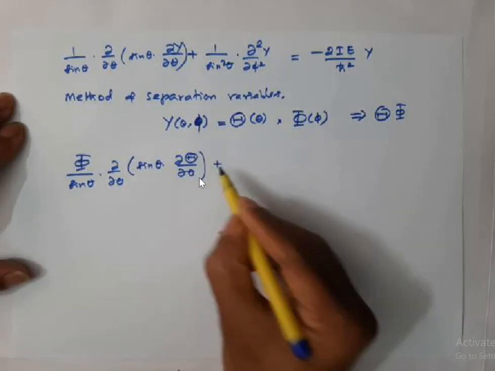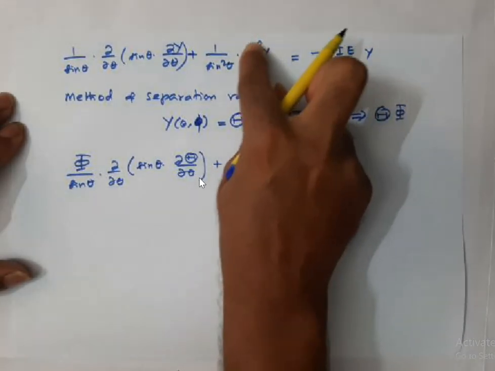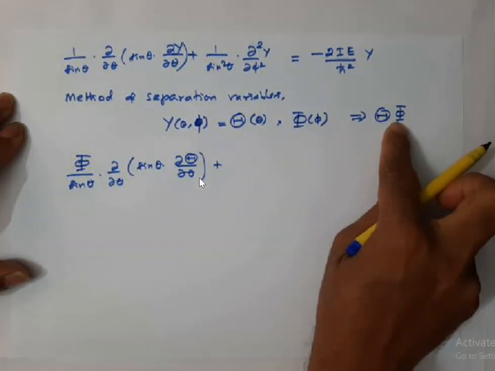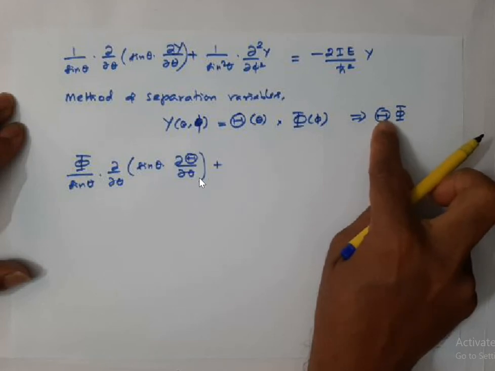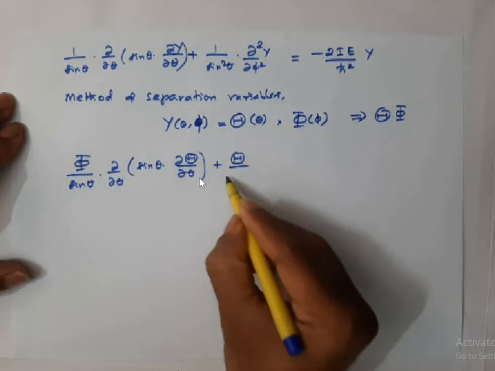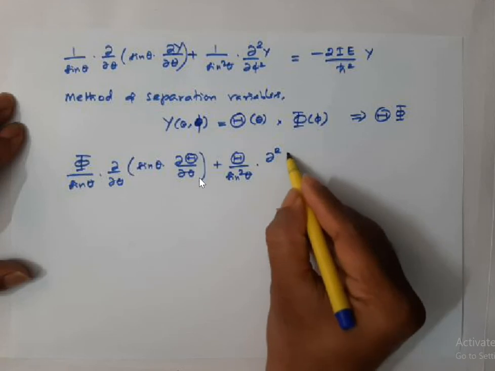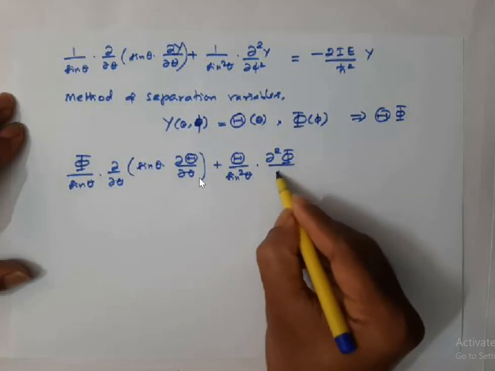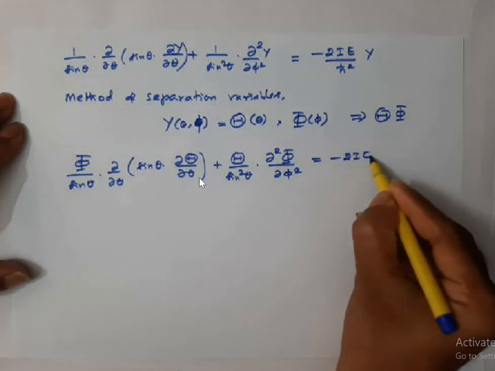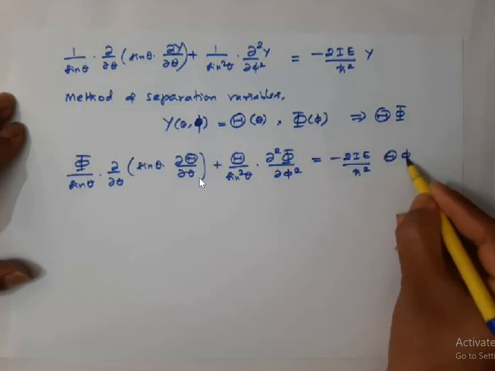Plus, similarly, if I put Theta and Phi here, this operator del square by del phi square operates only on the function Phi. Therefore Theta you can keep as constant, so you can take it out. So Theta into 1 by sine square theta into del square Phi by del phi square equal to minus 2ie by h bar square into Theta into Phi. Let me write it like this.